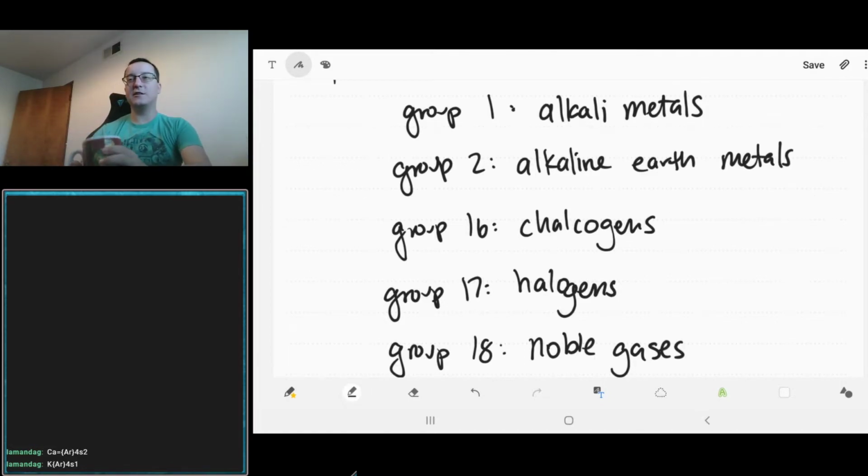It's often easier to just describe a particular group. We can say, halogens behave this way. It's a little bit easier to do that than to say chlorine, fluorine, iodine, bromine, astatine all behave this way. It's just easier for us to say collectively halogens behave this way. Okay, so these ones you will want to know.